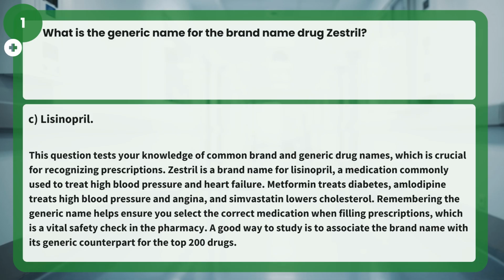Remembering the generic name helps ensure you select the correct medication when filling prescriptions, which is a vital safety check in the pharmacy. A good way to study is to associate the brand name with its generic counterpart for the top 200 drugs.